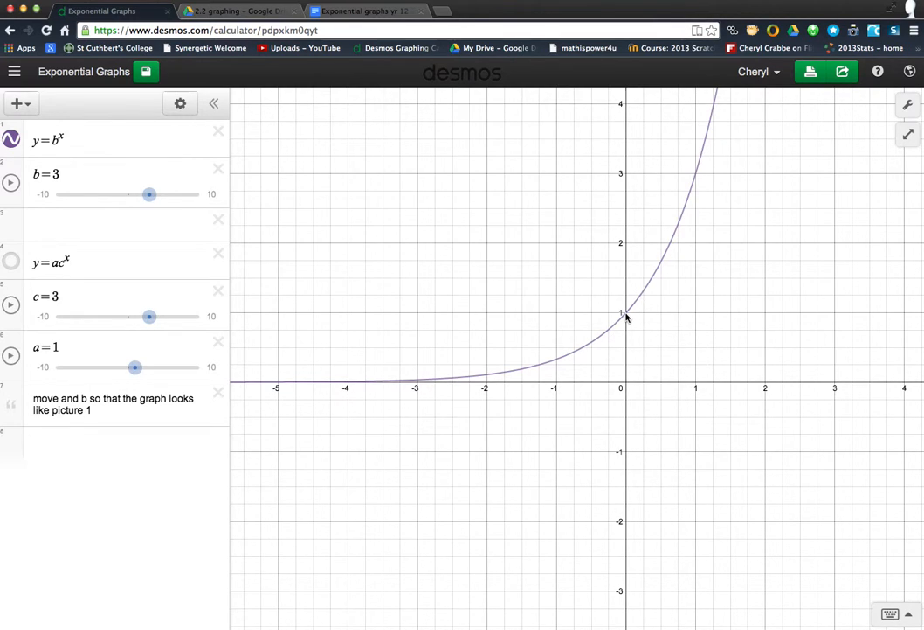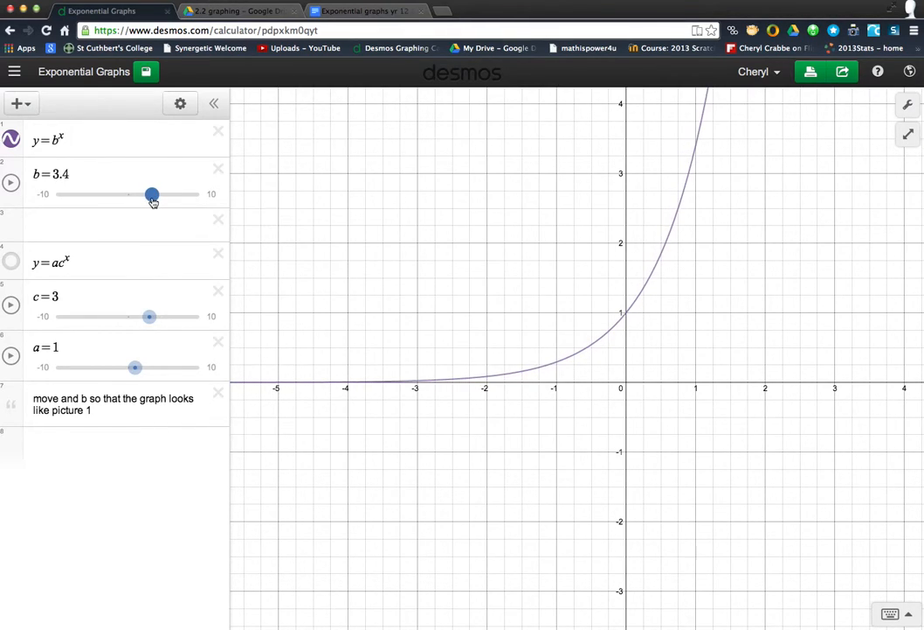And the other feature is, watch the y-intercept. The y-intercept, no matter what kind of graph you have and how b changes, is always at 1, the point (0, 1). Now, when you get into your worksheet, it'll become quite obvious why that is the case. If you think about it, if x is 0, y would be 1.